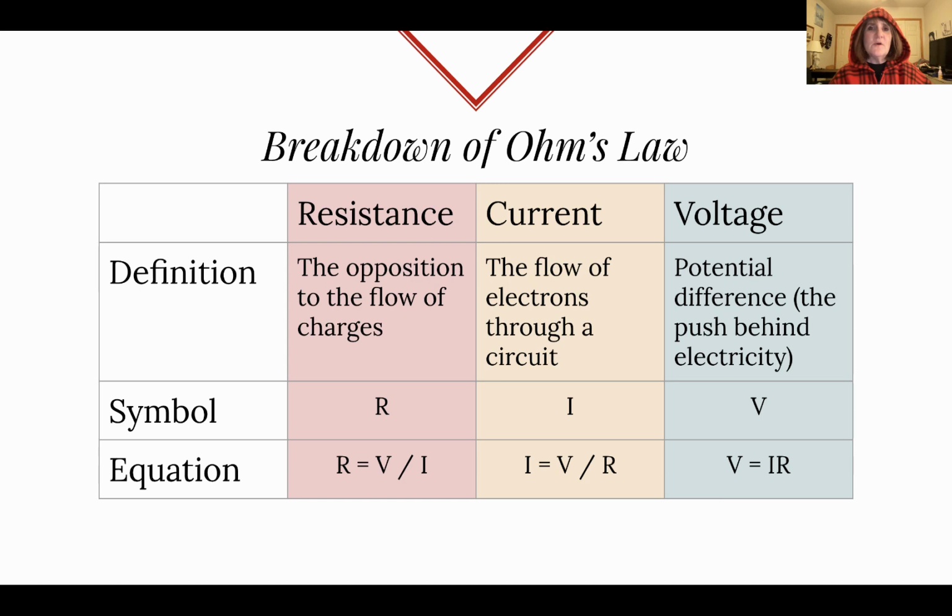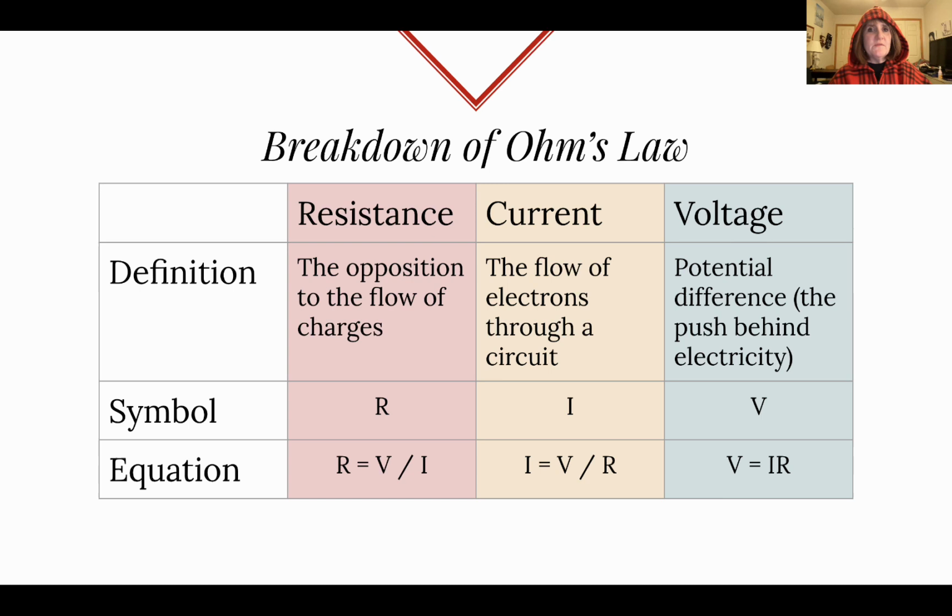So here's a breakdown of Ohm's law. You should really put this in some notes. The definition of resistance is the opposition to the flow of current. Its symbol in the equation is R. R is equal to V divided by I.